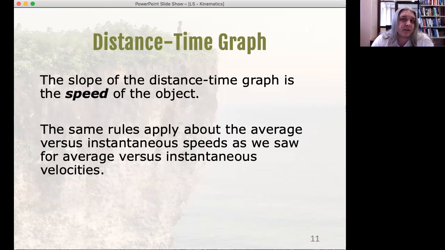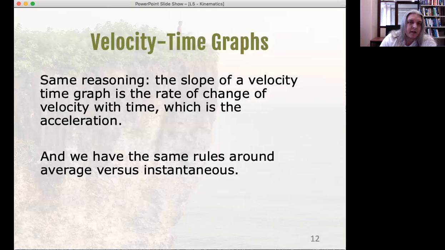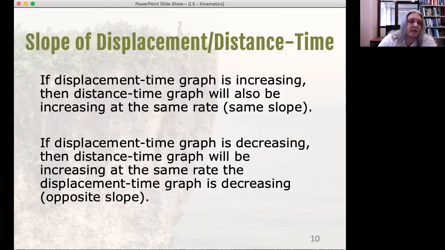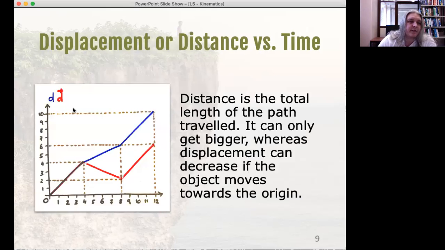The slope of the distance time graph is speed. Displacement time we said was going to be velocity, so distance time is going to give us speed. The same rules apply as we already saw for average versus instantaneous. And the same idea with velocity time graphs. I haven't drawn one because it's just the exact same idea. If we go back a few slides, imagine that that's velocity instead of distance or displacement.